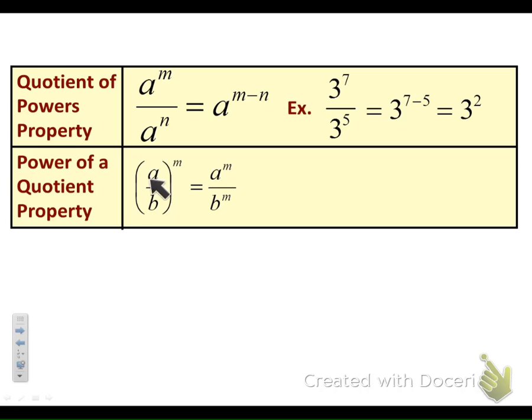If you have a fraction or a quotient being raised to a power, that means you can take the numerator to that power and the denominator to that power. For example, if you had 4/5 raised to the 3rd power, that means you could take 4 cubed divided by 5 cubed.